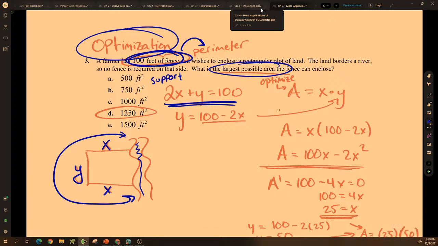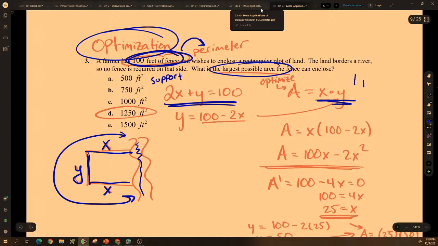The formula for the area of a rectangle, which a fence would form, is X times Y. It doesn't matter that it's missing this fourth side. That side is there, it's part of the river. So that side is length Y, we just don't need that to build the fence. So the area is X times Y.